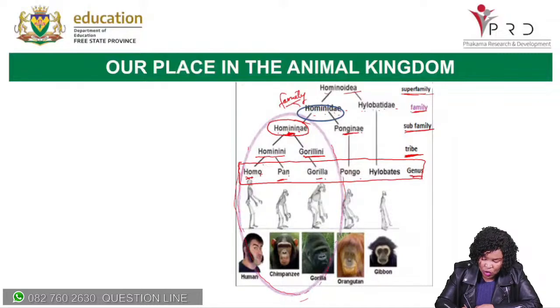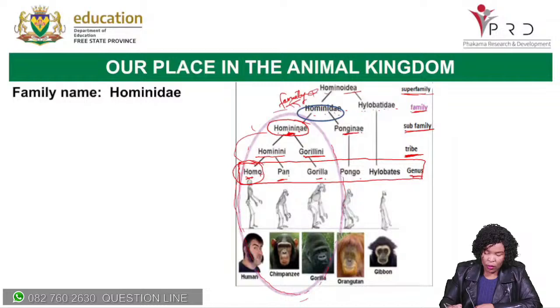So when you see that you are here as a Homo, you can know where your family comes from, your subfamily, and the superfamily. Right.